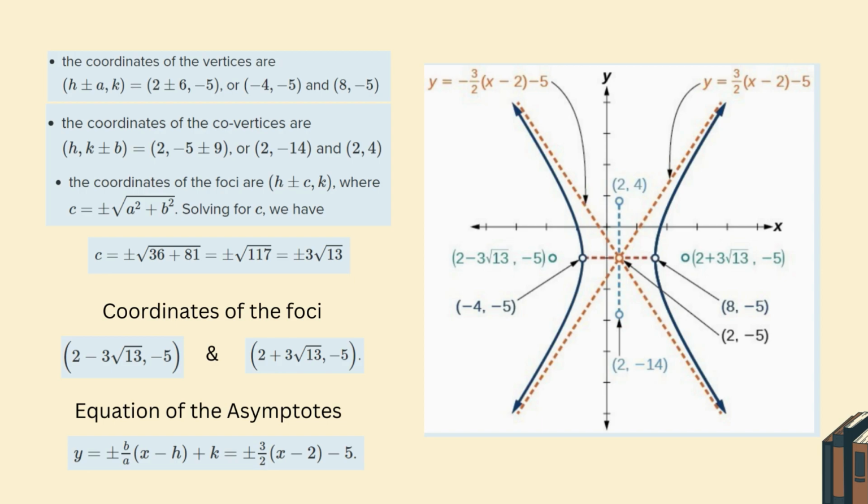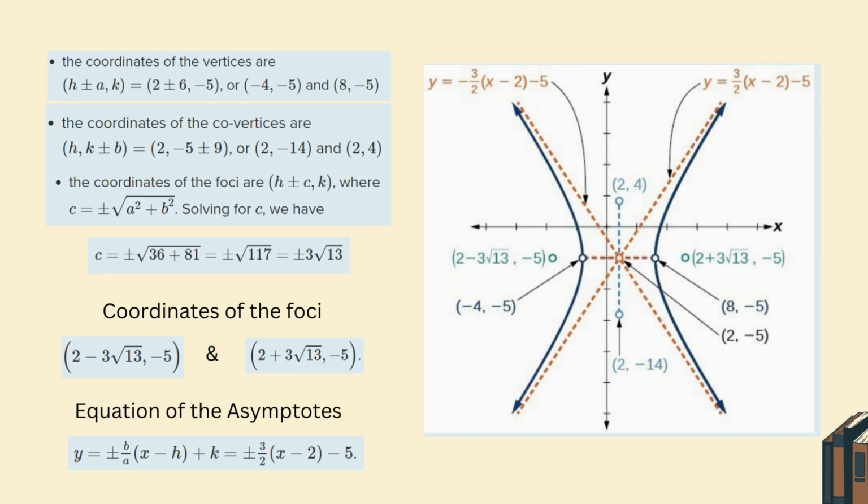The coordinates of the foci are (h plus minus c, k), where c is equal to plus minus the square root of a squared plus b squared. Solving for c, we have 36 as our a squared, 81 as our b squared, so 36 plus 81 is 117, and the square root of 117 is 3 square root of 13. That is our value for c. Therefore, the coordinates of the foci are (2 minus 3 square root of 13, negative 5) and (2 plus 3 square root of 13, negative 5).